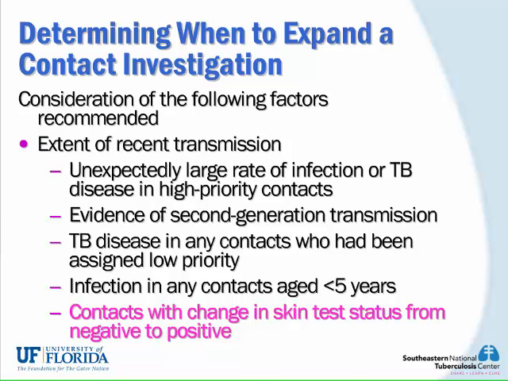So when do we determine to expand the contact investigation? We basically need to take into consideration the extent of the recent transmission. So if there is an unexpectedly high rate of infection or TB disease in the high priority contacts, if there's evidence of second generation transmission, if there is TB disease in any of the contacts that are not high risk or medium priority, if there's infection of any contacts that are less than 5 years of age, and if there is a high degree of conversion in the repeat TST or IGRA testing.